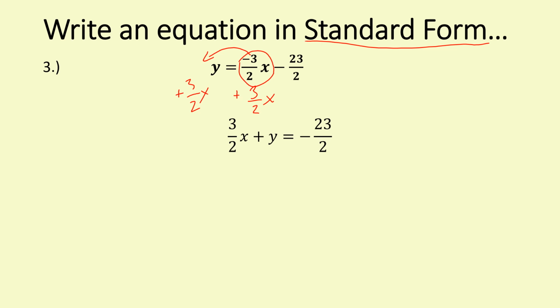The rules for standard form are that this x has to be positive, which it is, and we can't have any fractions. So we need to get rid of both of these fractions here. We can do that by multiplying this whole thing, multiplying everything by 2. That gives us our answer in standard form, 3x plus 2y equals negative 23.